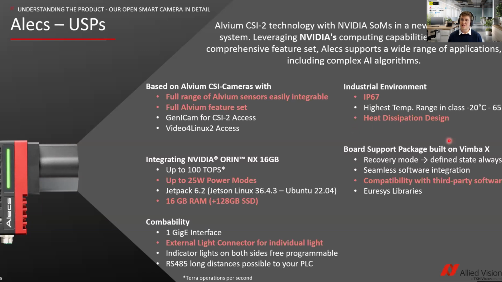With the Alvium feature set, it's also possible to use the recovery mode, so that the camera is in each case in a defined state. And as mentioned in the beginning, it's important to have compatibility with third-party software, and we come with that. We start with Eurosys libraries, which are on the device and available as a test license in the beginning. Then it's possible to provide libraries, not software, to the customer so they can use them to build their own software.